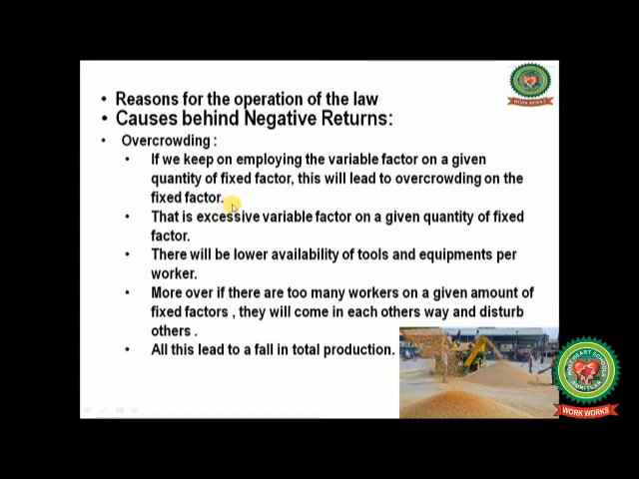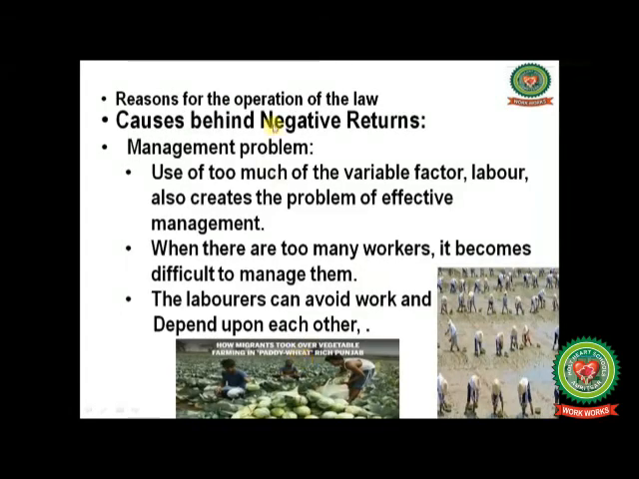What will happen is that the per unit output, that is, the output given by each and every laborer, will be lesser and lesser. So that is an excessive variable factor on a given quantity of fixed factor. So there will be a lower availability of tools and equipment per worker, and moreover, if there are too many workers on a given amount of fixed factors, they will come in each other's way and disturb others, and all this leads to a fall in total production.